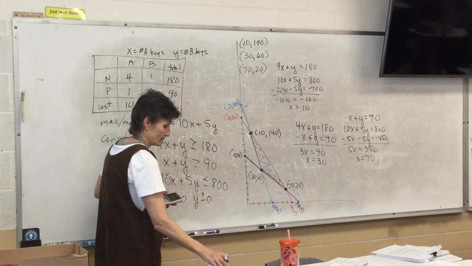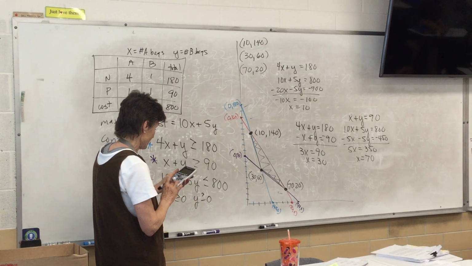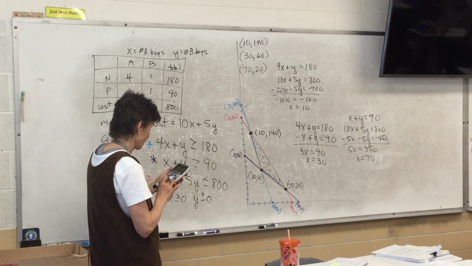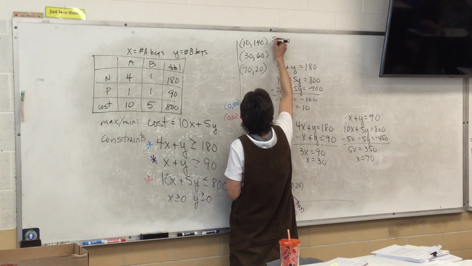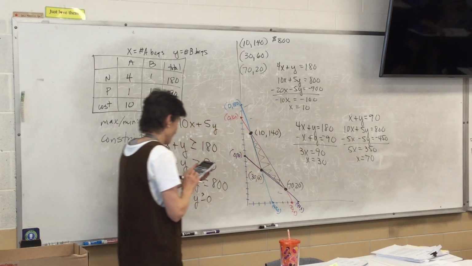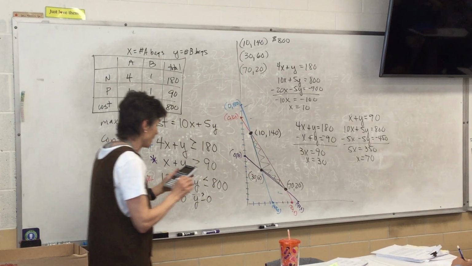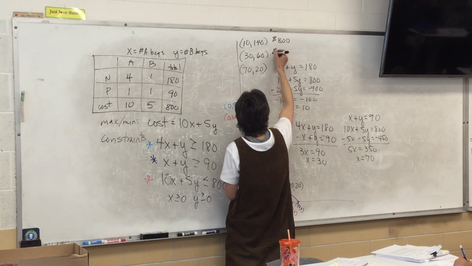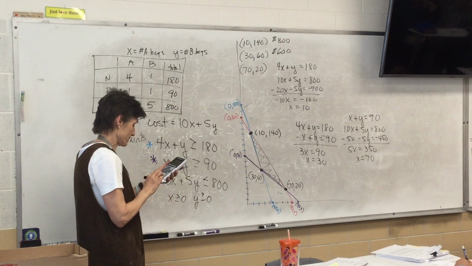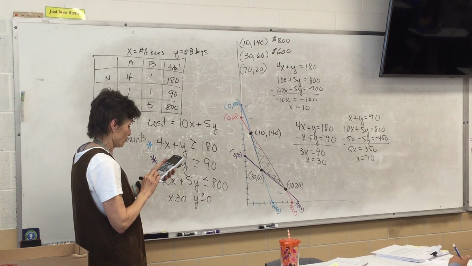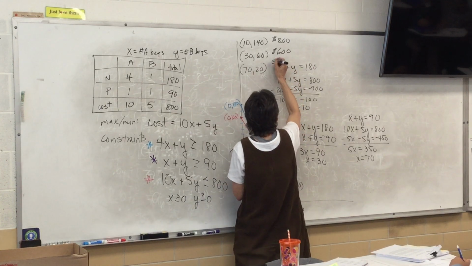Well, 10 times 10 plus 140 times 5, you get $800. 30 times 10 plus 60 times 5, $600. 70 times 10 plus 20 times 5, $800.